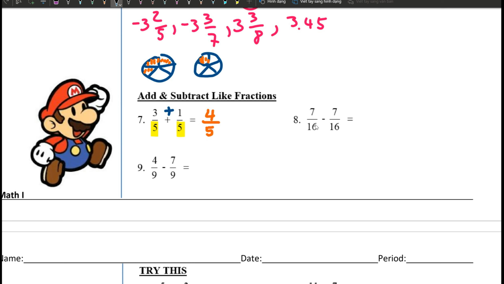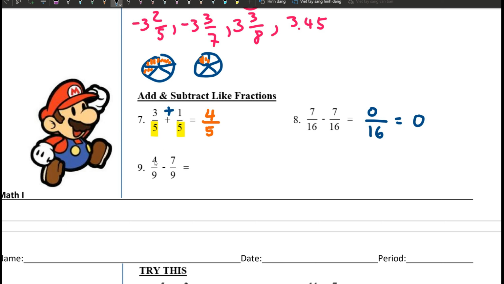Alright, problem 8, 7/16 minus 7/16. 7 minus 7 is 0 out of 16. So you have 0 slices of pizza out of 16 slices of pizza, which means you have nothing, you have 0, right?